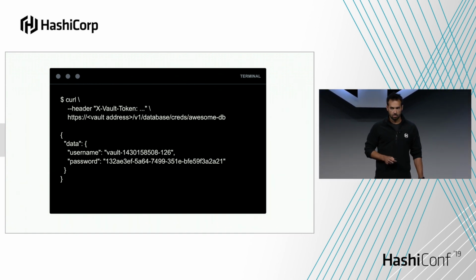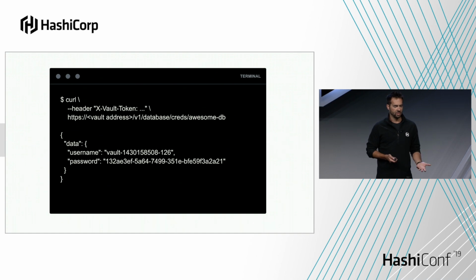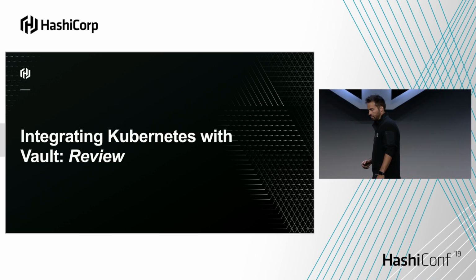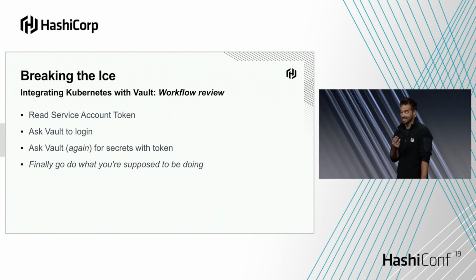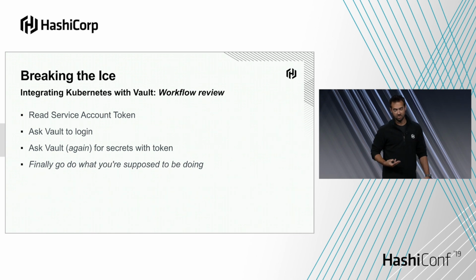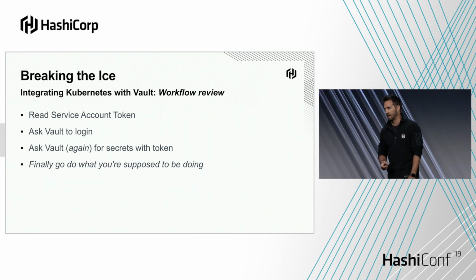OK, so I did go over that really, really fast. But I tried to kind of be general in it. It's not very complicated, the workflow. But it is arguably non-trivial. It's hoops you have to jump through, right? So by hoops, we review: read the service account token. Ask Vault to log in. Ask Vault again for the actual secrets you need. And then you can finally go about doing what you came to do in the first place, or the application would go and finally get to do these things.